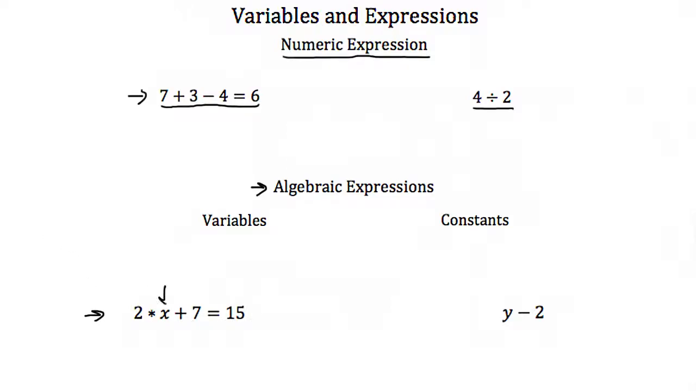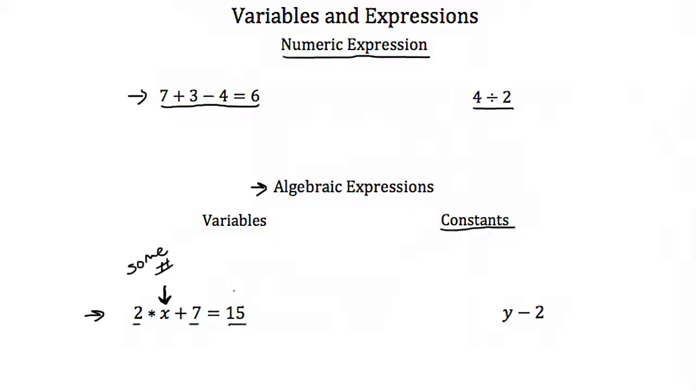x is our variable. Variables are often represented by letters or some other symbol that's not a number. And this just means some number. So we have 2 times some number plus 7 is equal to 15. Now we know x is our variable, and that means 2, 7, and 15 are all constants.